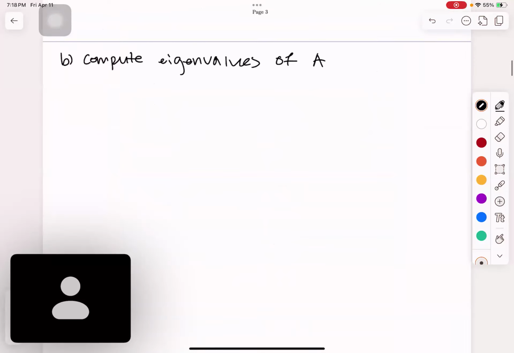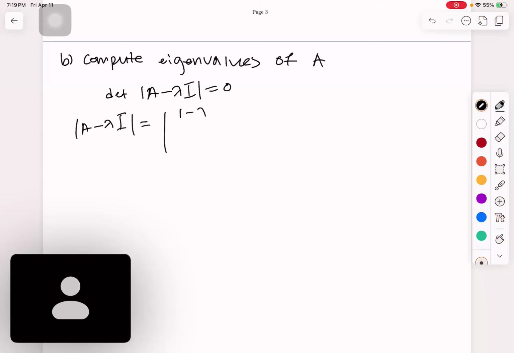Part B is asking us to compute the eigenvalues of A. Recall that eigenvalues fulfill determinant of A minus lambda I equals 0. So we can take the determinant of A minus lambda I, which would be 1 minus lambda, -1, 1, 1, negative lambda, 0, 1, 1, 1 minus lambda.